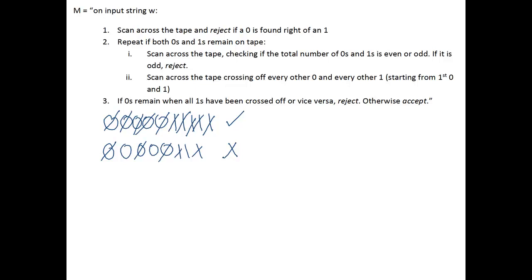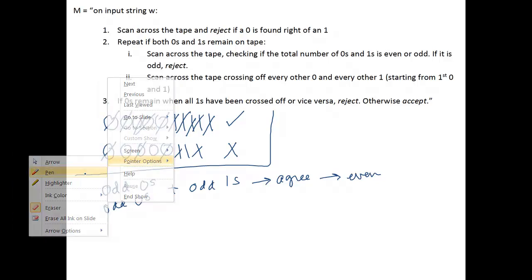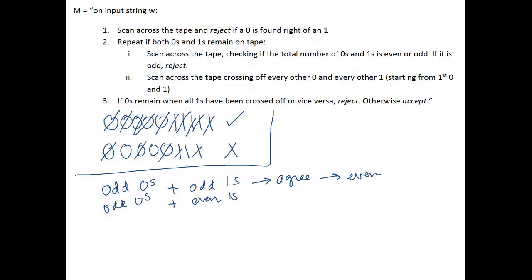Okay, so for example, let's make a little description here. So in 2i, if we have odd zeros and odd ones, okay, this means they agree. And it also means the total is necessarily even, right? An odd plus an odd is even. If I have odd zeros and even ones, they're going to disagree, and they're also going to produce an odd number. If I have even zeros and odd ones, they disagree, and they also give me an odd number, right?